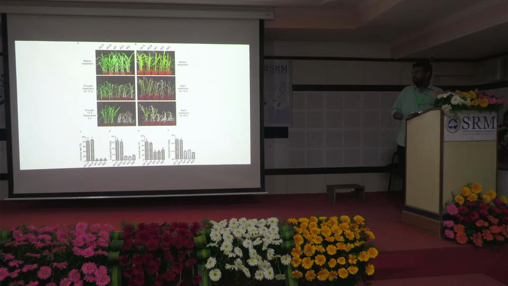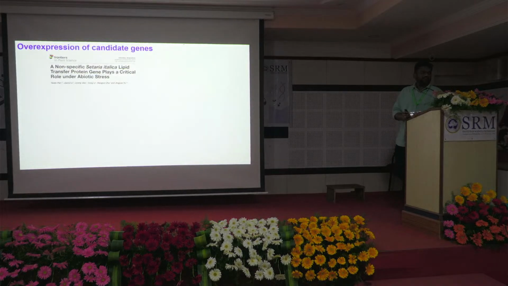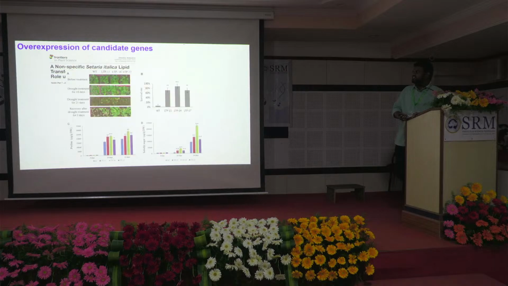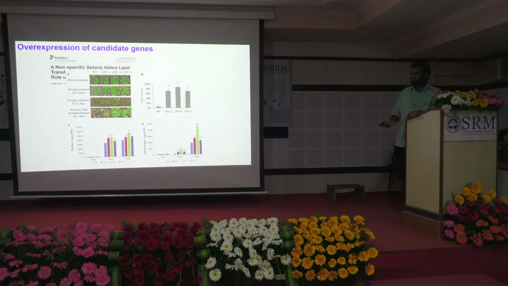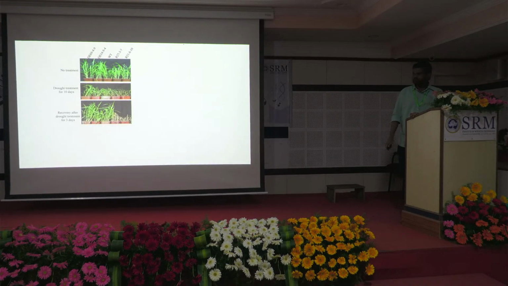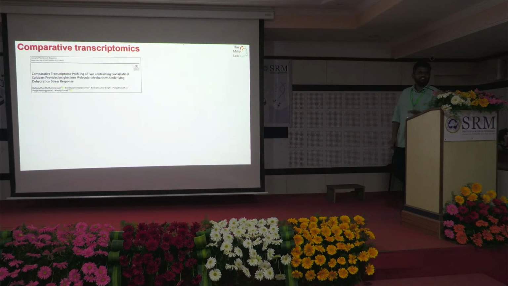drought tolerance in rice. This is another example, LTP, which they overexpressed in tobacco. They stopped watering for almost 21 days. You can see it looks like all the plants have died, but when they rewatered, the transgenic lines were able to recover. So foxtail millet genes have that potential to impart climate resilience in other crop species also. Right? I'm not going into those details.